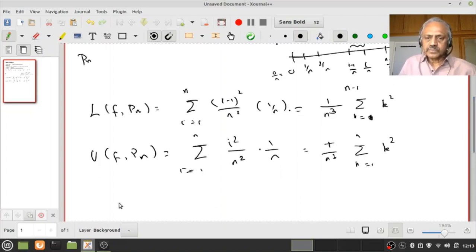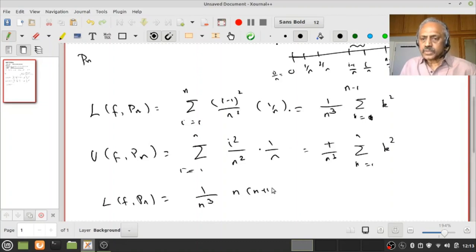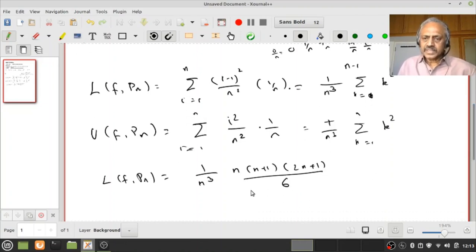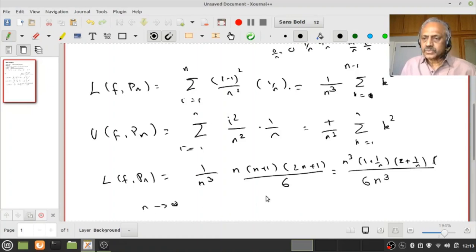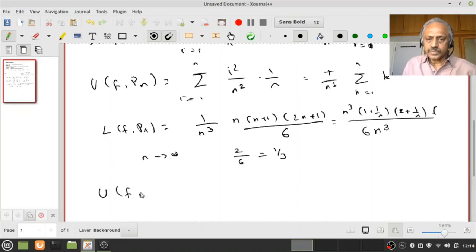So you know what the sum is. For the first term, L(f, Pn) is going to be 1 by n cubed times n into n plus 1 into 2n plus 1 by 6, if I remember right. Give or take. So what is this? I can take n out, therefore it's 1 by 6 times 1 plus 1 by n and 2 plus 1 by n. So where does it go? As n goes to infinity, you can see this goes to 2 by 6, which is 1 by 3. In a similar fashion, you can see U(f, Pn) also goes to 1 by 3.